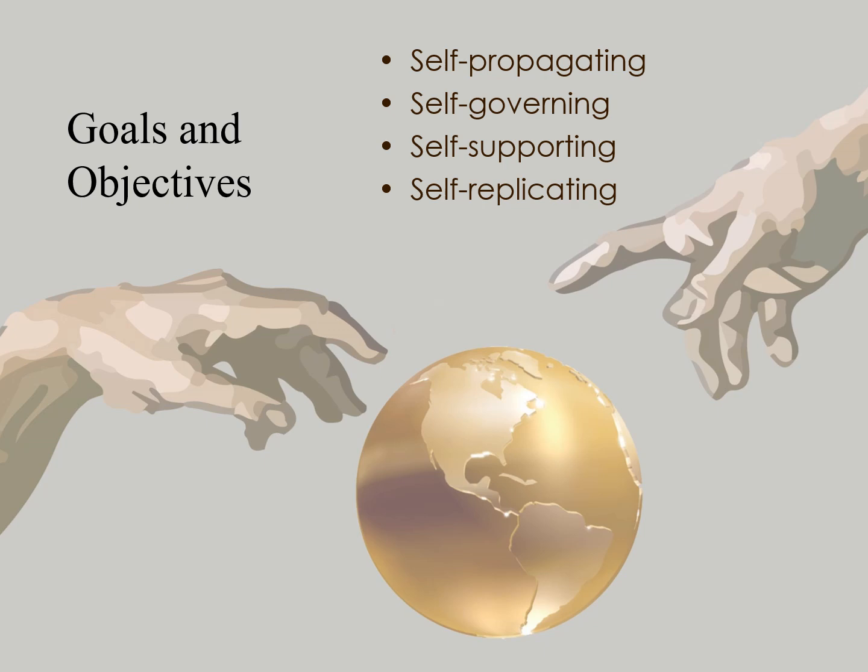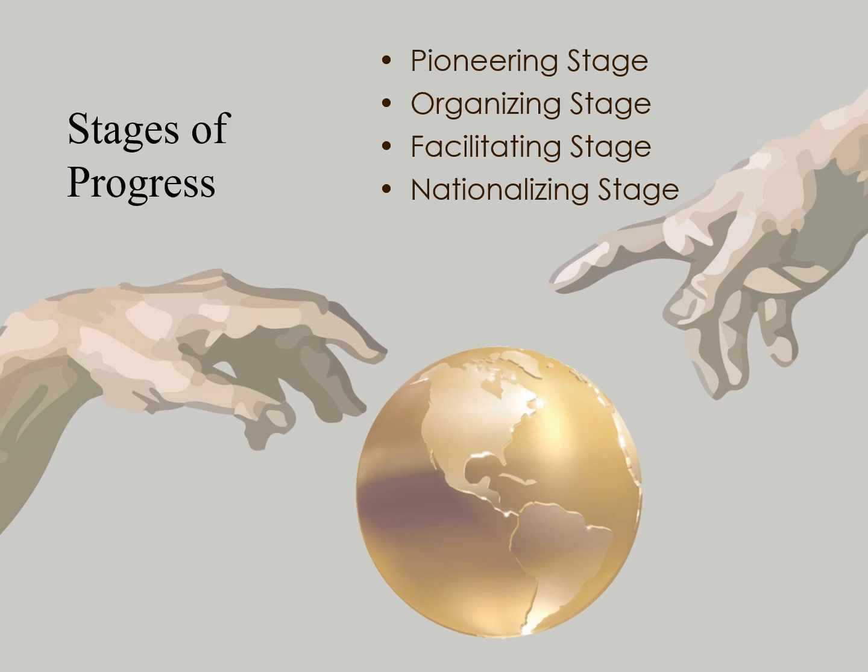Finally, it is self-replicating. The former mission field is now sending out its own missionaries to other people groups. Measuring each of these qualities, we can define 4 stages of progress in each missions field. We cannot know how far we have come until we know where we've started.